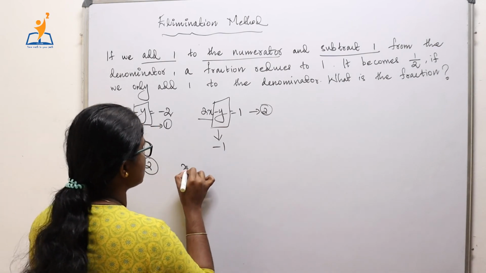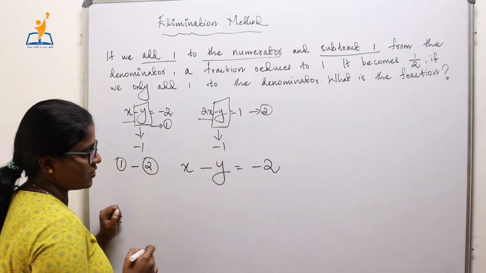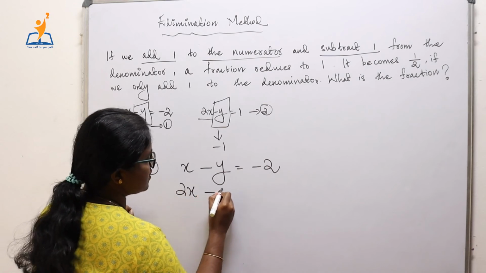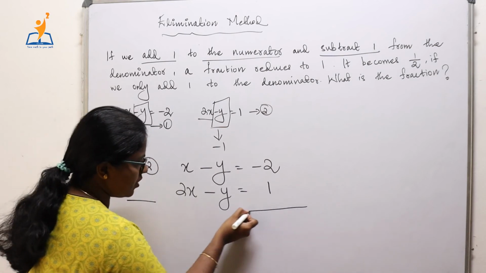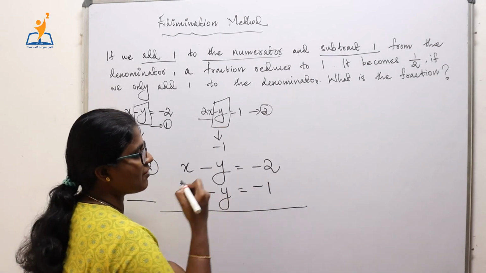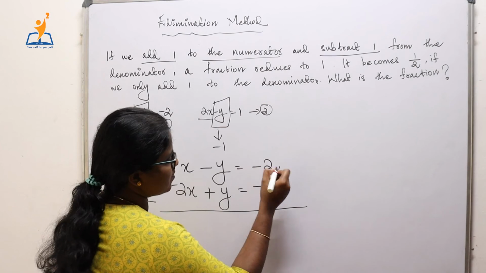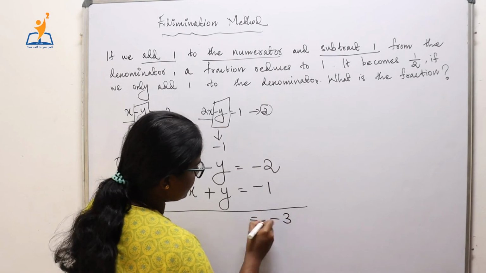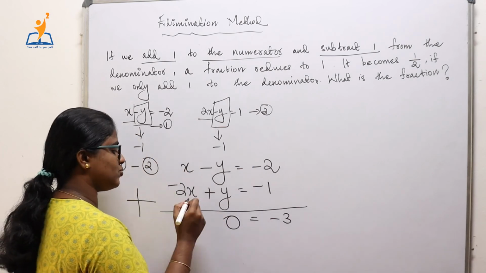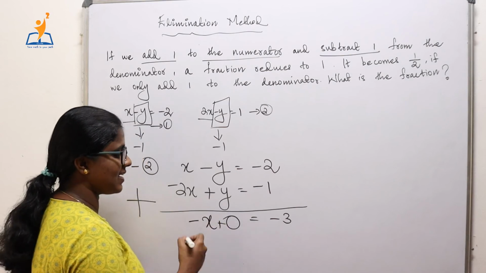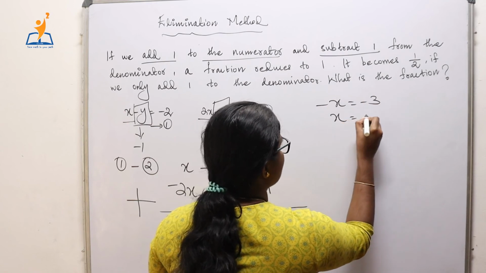What is equation number 1? Equation number 1 is x minus y equals minus 2. What is equation number 2? 2x minus y equals 1. We have to subtract these equations. In order to subtract these equations, first of all we have to change the signs like this and then add the equations. That is minus 2 plus minus 1 is minus 3, equals minus y plus y is nothing but 0, x minus 2x is minus x. So minus x is equal to minus 3. Therefore x is equal to 3.